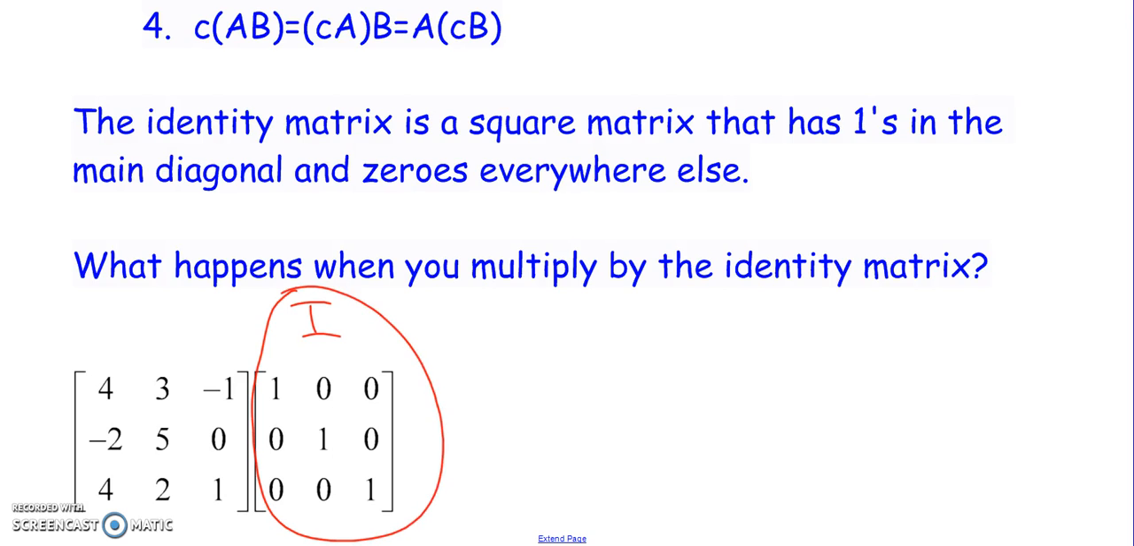All right, so the question I want to leave you with is what happens when you multiply by an identity matrix? Try to come to an answer to class tomorrow. I will see you then.